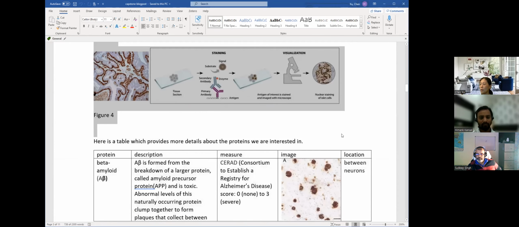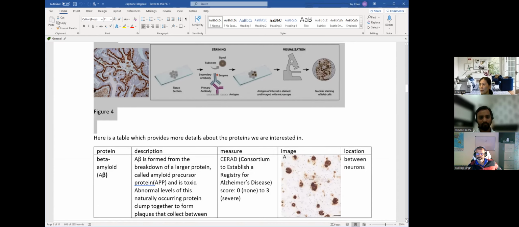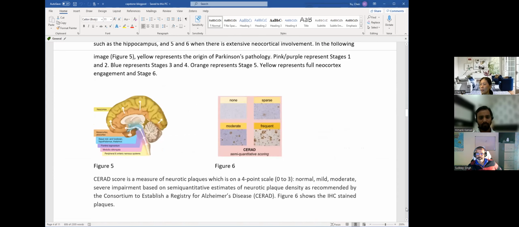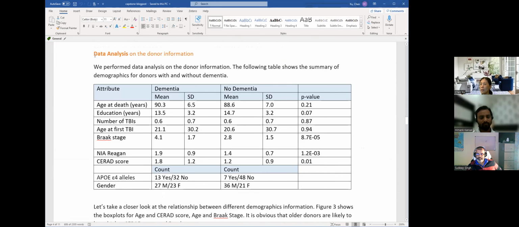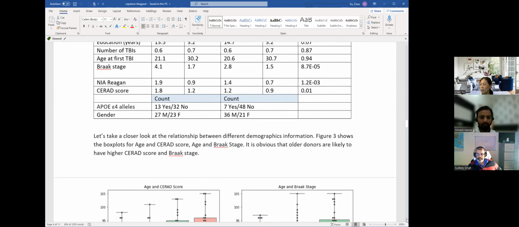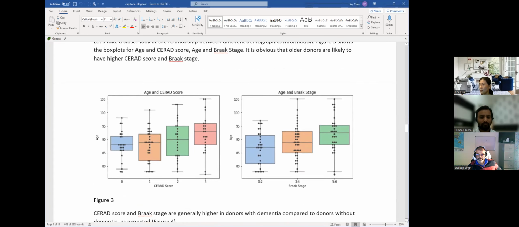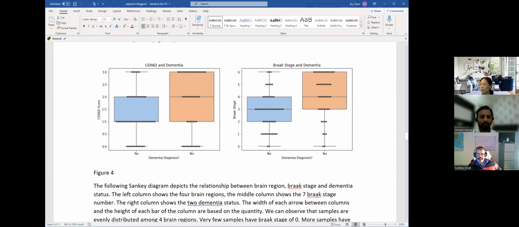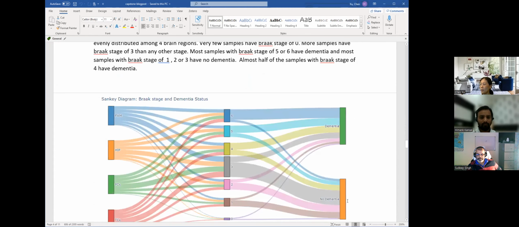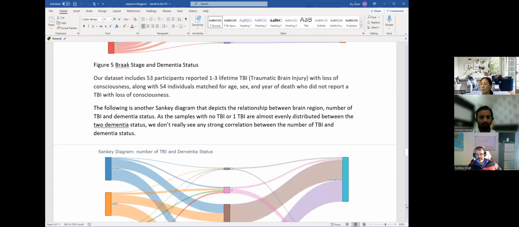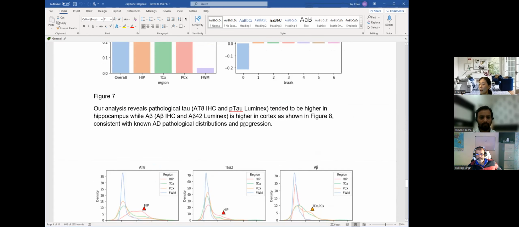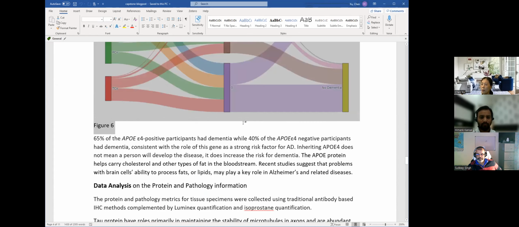We also have some explanation of the proteins we are interested in analyzing. And we did the data analysis on the donor information, and created some visualizations to help the analysis. We did the box plot, and the Sankey diagrams. And next, we did data analysis on the protein and pathology information.